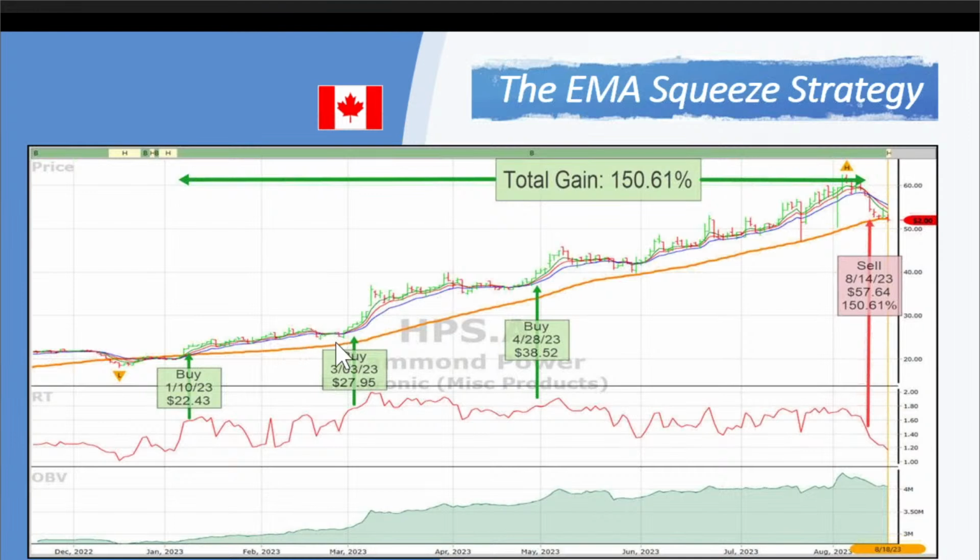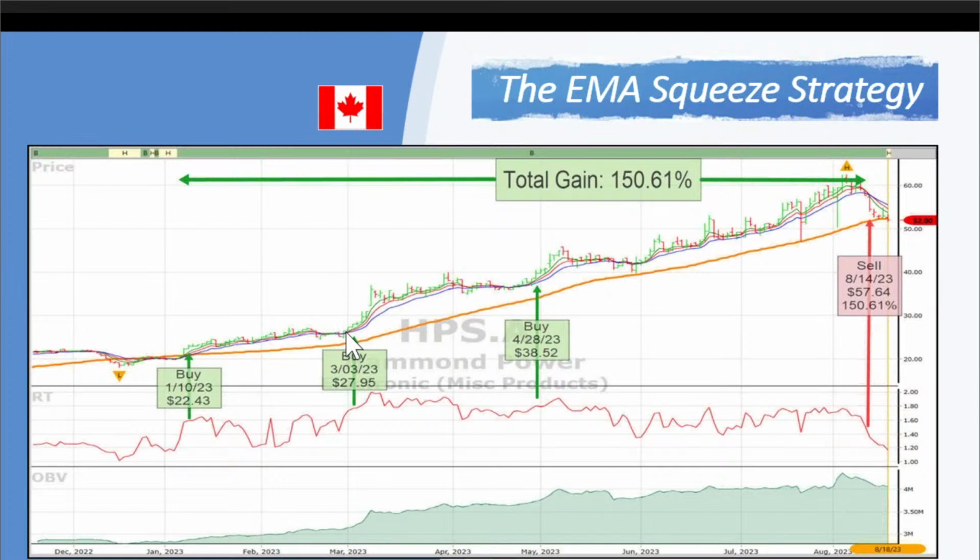Here, end of February, beginning of March, what did we see? We saw price slow down and momentum begin to dissipate. We saw those three EMAs, what's the word that we're using? What did we see them do here? Squeeze together. However, price remained above the 50.